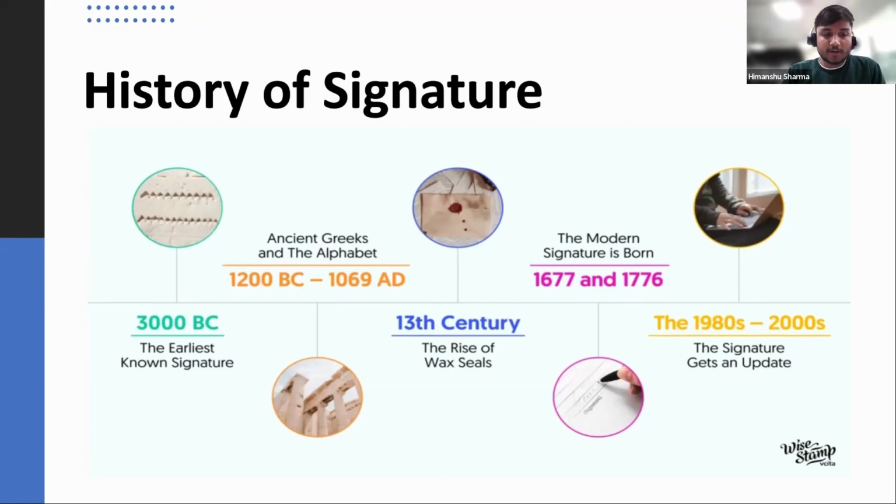The Phoenician alphabet, containing 22 consonants and no vowels, was adopted by the Greeks around 1200 BC, and within 600 years had evolved into the Latin alphabet we know today. In the 13th century, we know signatures by wax seals, with the seal carrying the mark of the sender. Fast forward to the 1980s, and technology was already rapidly changing the role of signatures, with the rise of the fax machine and the electronic signature.